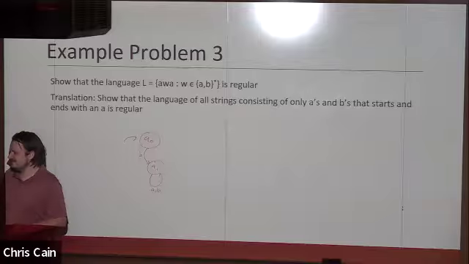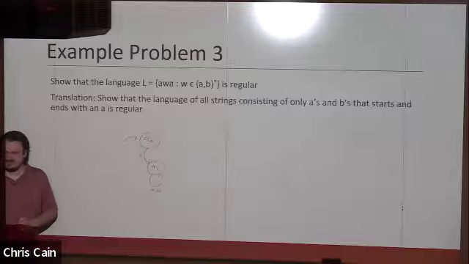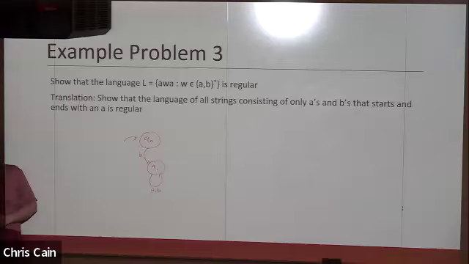Start with the easy one. How do we construct the rest of this from here? We see a B at the beginning, we know it doesn't start with an A, so there's no way it could possibly be in this language. So there's a trap state for it if it starts with a B. However, if it starts with an A, now it's interesting to us.